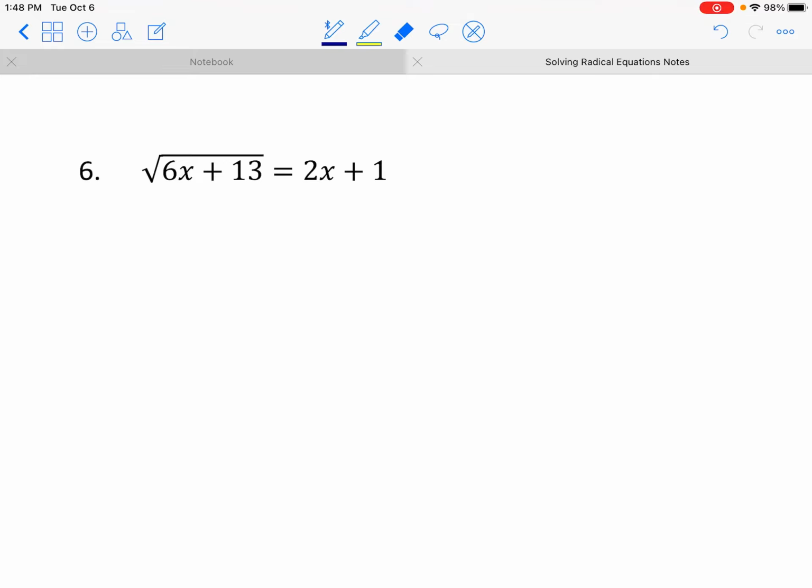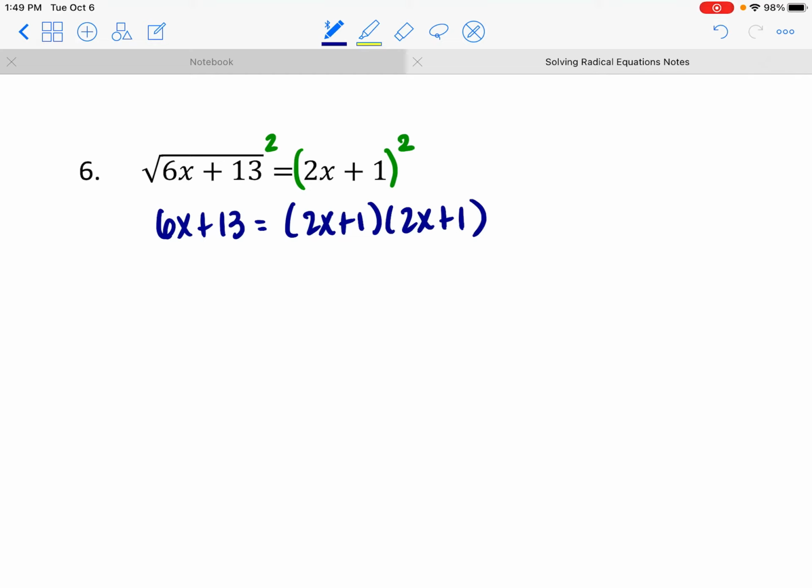but we still want to follow the same steps. So we want to get our radical by itself, which it is, which means we can move on to getting rid of the square root here. So let's square both sides. But again, we're squaring the whole side, okay? So on the left, non-issue. Square and square root cancel, leaving us 6x plus 13. But on the right, squaring 2x plus 1 means I have to multiply it by itself, okay?